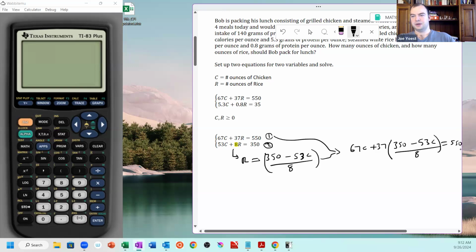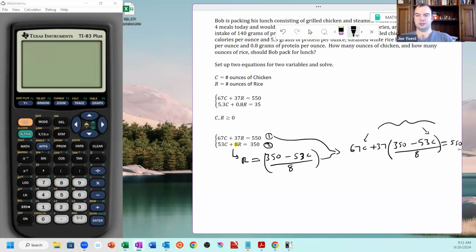Okay, so what can I do now? Well, I see that I have some C terms. I have some parentheses that I can simplify. I have a couple of choices here. I could multiply everything by 8. If I do that, that's basically just going back to the addition elimination method anyway. I could try to distribute and keep the fractions. I think I'll probably just multiply by 8 to clear the fractions.